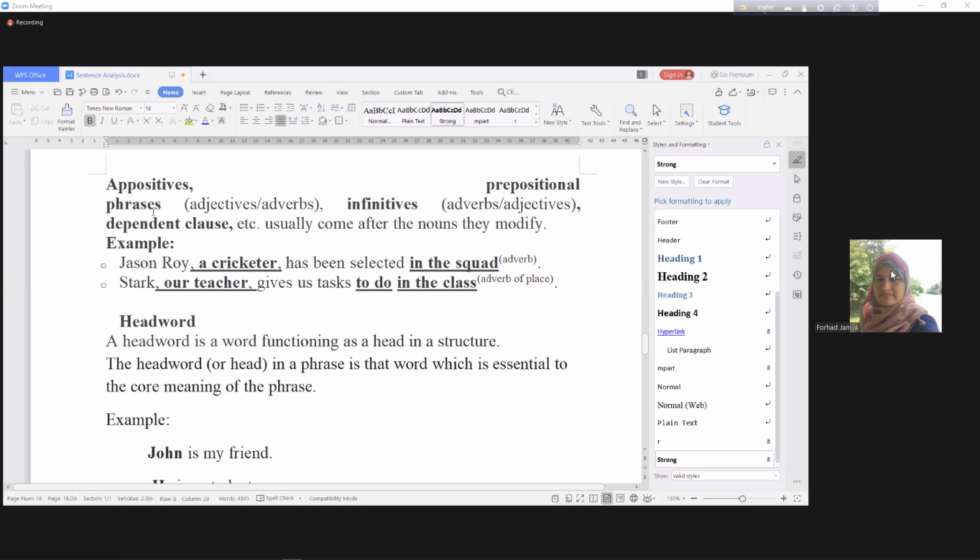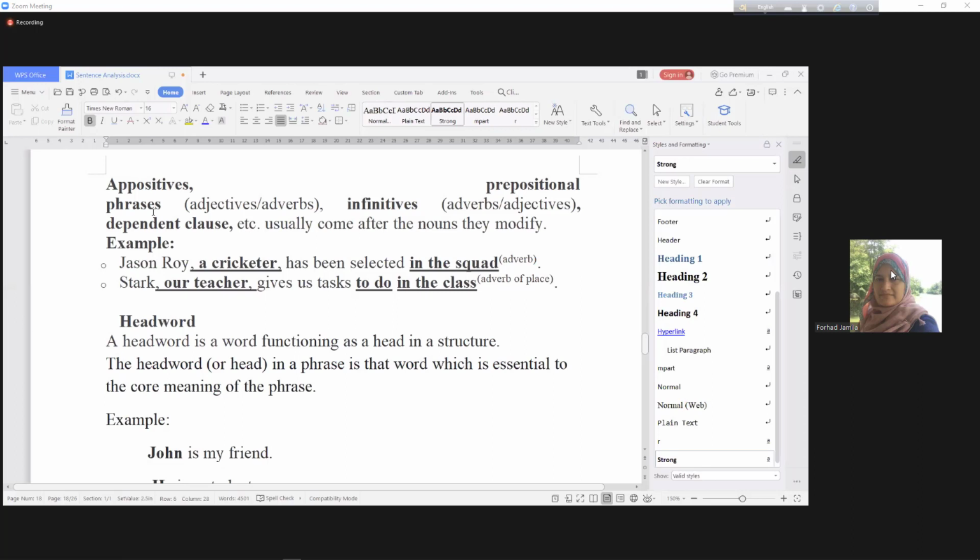Infinitives also you can find after the word that they modify. Dependent clauses, of course, we saw the examples of adjective clauses. Adjective clauses generally are used after the words that they modify. I have a chain which is made of gold. So which is made of gold, that's the dependent clause, and that clause actually modifies the word chain. Okay, people who are smart.